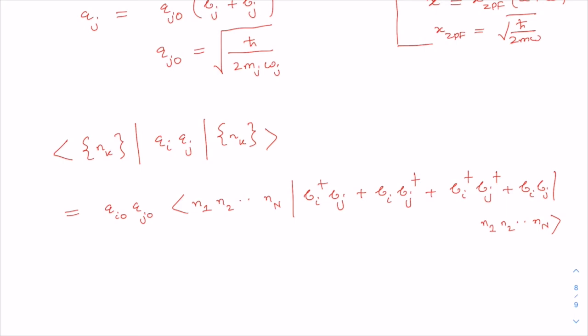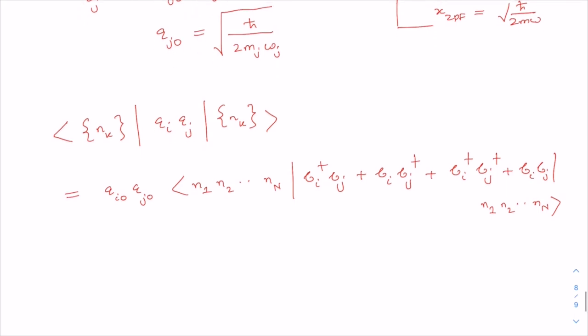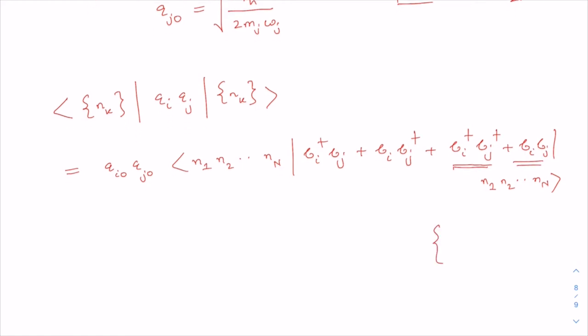You will see that the contribution from these two terms, the b_i dagger b_j dagger term as well as the b_i b_j term, is obviously going to be zero. Just recall, to understand it, we can calculate, say, the matrix element of b b or b dagger b dagger. A simple calculation will give you n minus 1 into n minus 2 on one side and n on the other, and these are orthogonal, so this would be zero. So these two contributions would not be there because of these two terms.